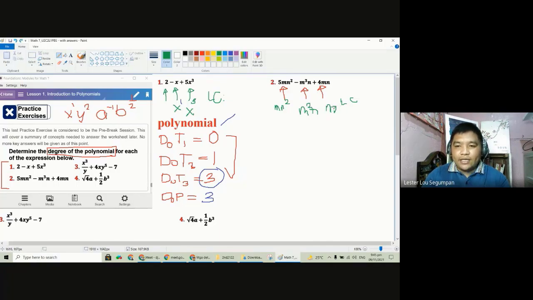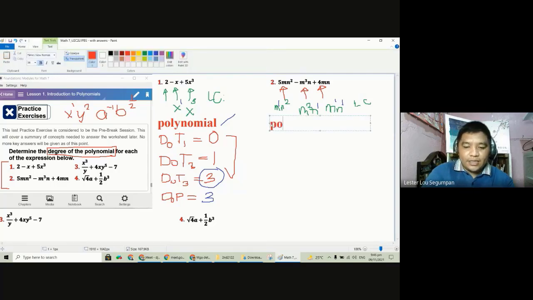Look at the exponents of the literal coefficients here. For the first term, you have m to the power of 1, n squared. For the second term, you have m cubed, n to the power of 1. And for the third term, you have m to the power of 1, n to the power of 1. All of the exponents here are positive and they are all integers. This would mean again that number 2 is a polynomial.